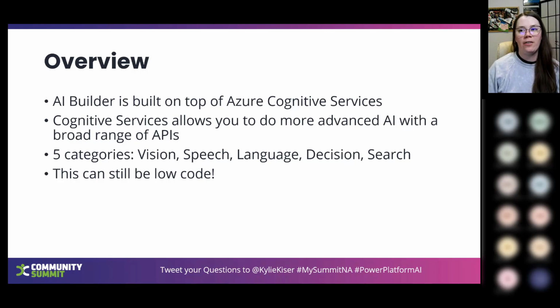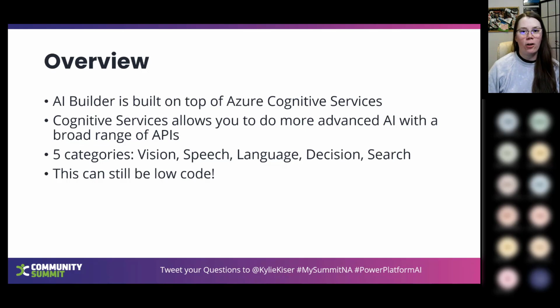When we talk about vision, that's things like image processing, facial recognition, face algorithms. Our speech area is going to be things like translation, text to speech. Language is for language understanding, anything where we're talking about natural language, interpreting natural language, building questions and answers from data, analyzing text, things like that. And then decision is things like detecting anomalies, content moderation, personalizing things, and things like that.